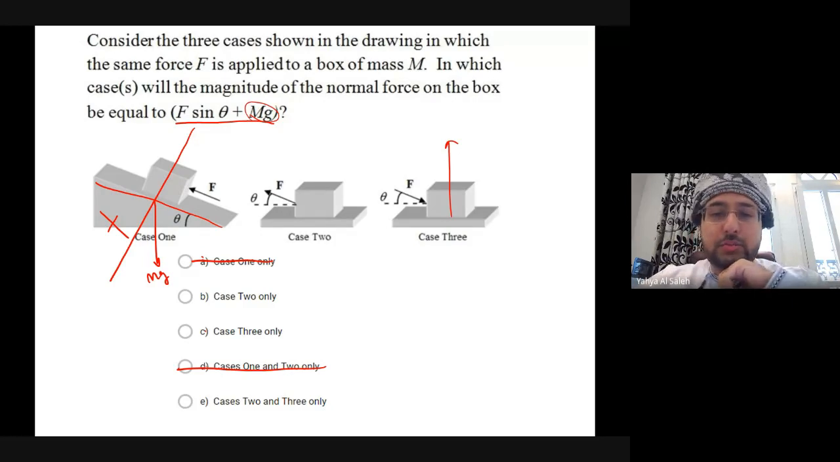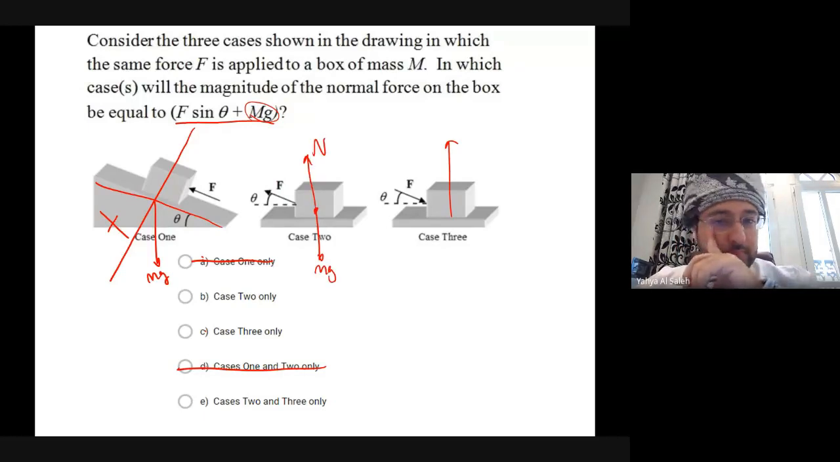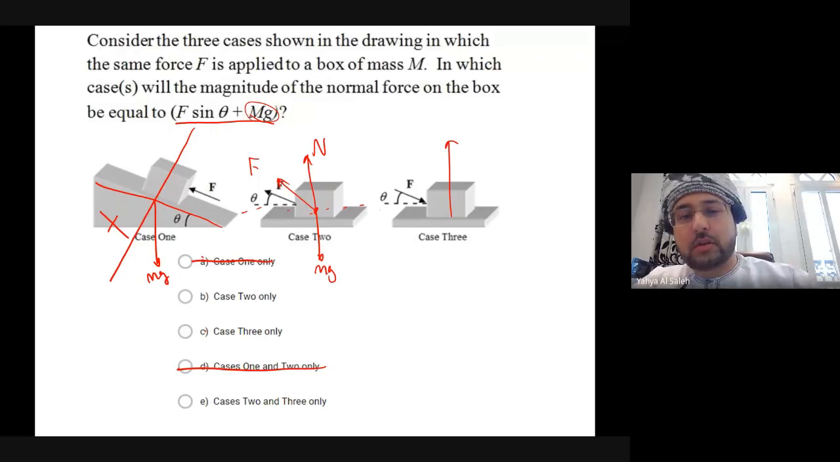Okay, let's take a look at case 2. What are the forces here? We have mg down, we have the normal force up, and we have this force at an angle, right? Now, if we try to balance these forces, first, let us break it down into components.